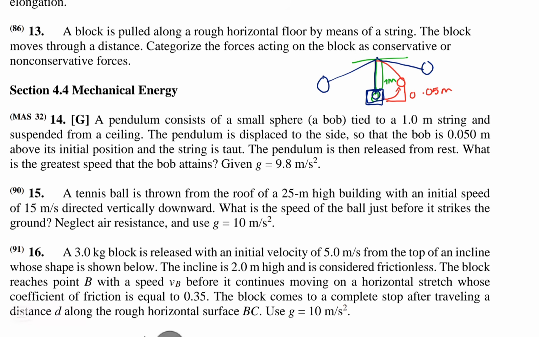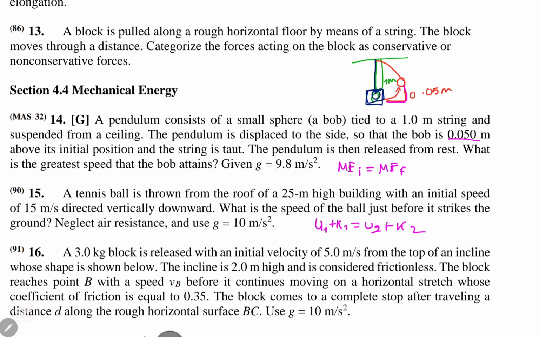Now here, I need to apply the law of conservation of mechanical energy. Mechanical energy initial is equal to mechanical energy final. So I need to think of the original diagram. Initially, what did I have? I have that the height is 0.05 meters. Mechanical energy initial, U1, which is potential energy, plus K1 equals U2 plus K2.